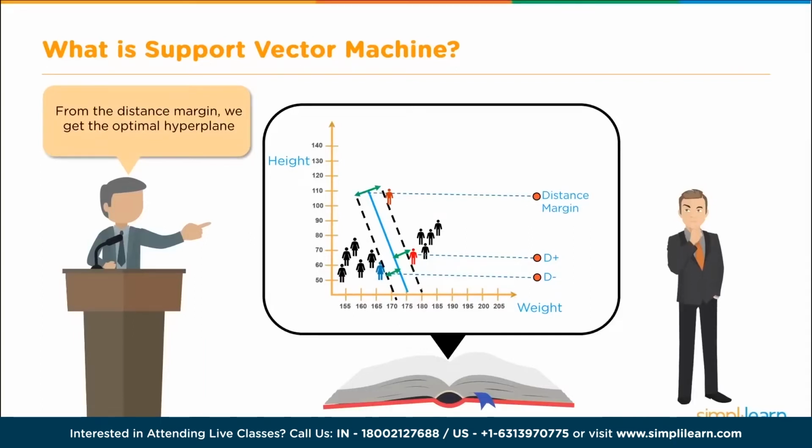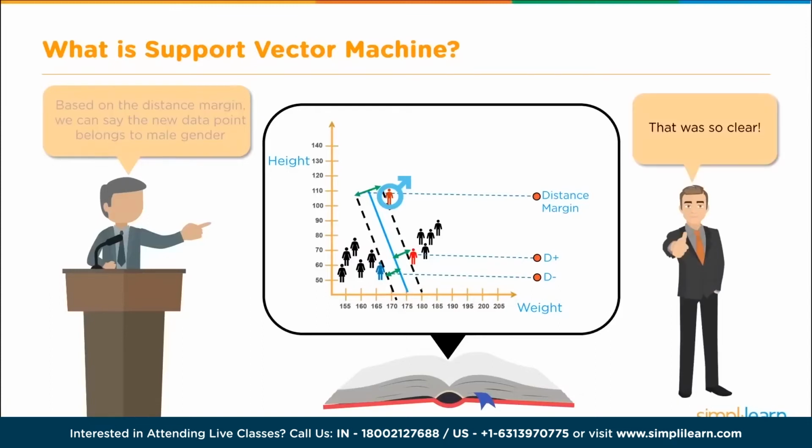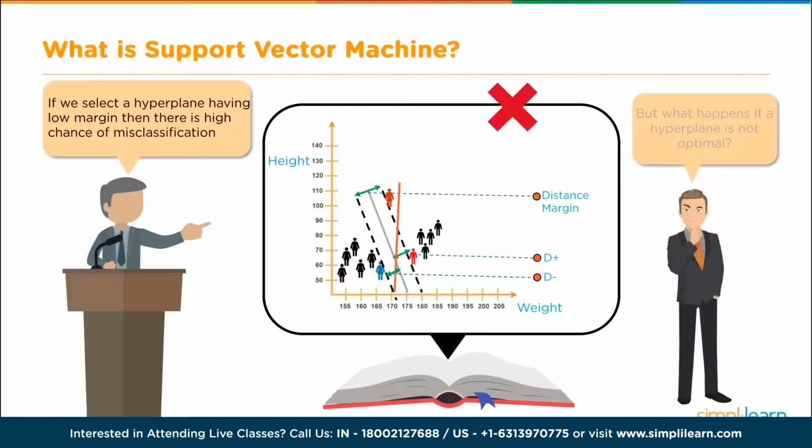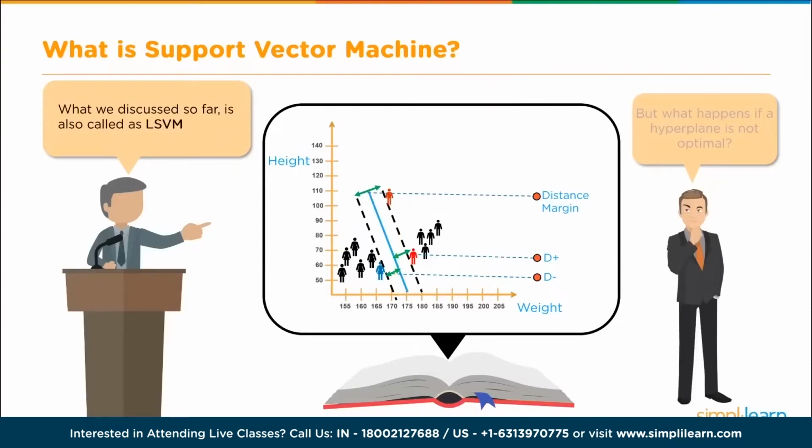Once we've created an optimal hyperplane, we can easily see which side the new data fits in. Based on the hyperplane, we can say the new data point belongs to the male gender. Hopefully that's clear how that works on a visual level. As a data scientist, you should also be asking what happens if the hyperplane is not optimal. If we select a hyperplane having low margin, then there is a high chance of misclassification. This particular SVM model, the one we discussed so far, is also referred to as the LSVM.